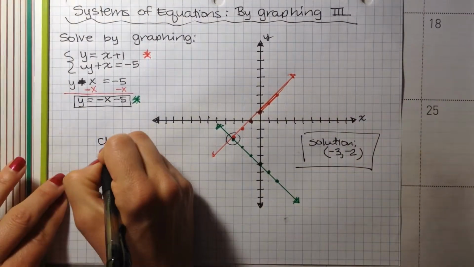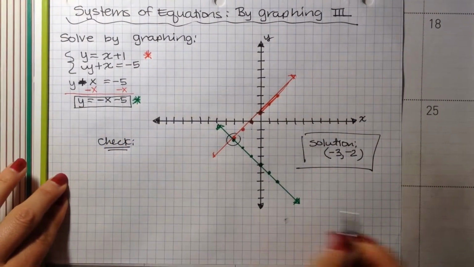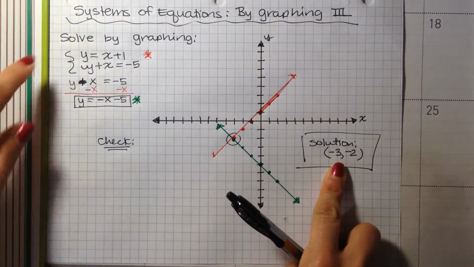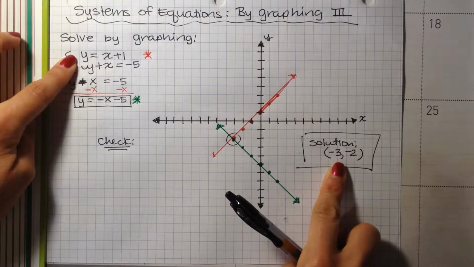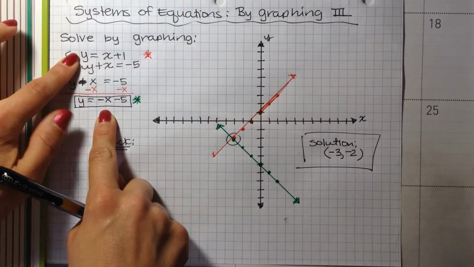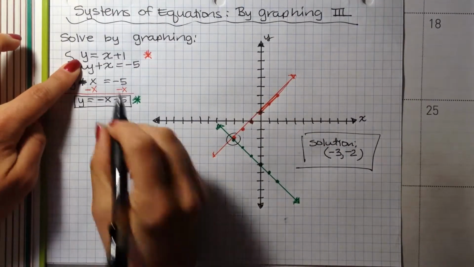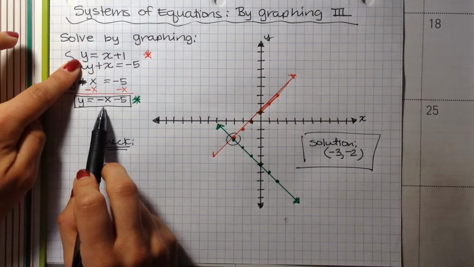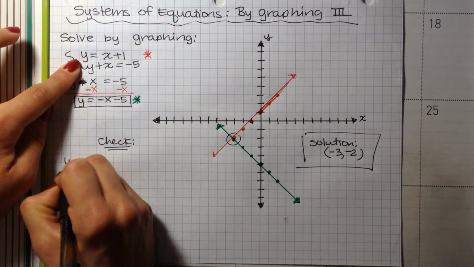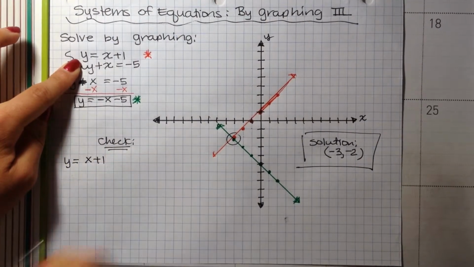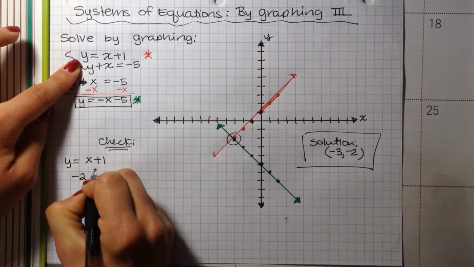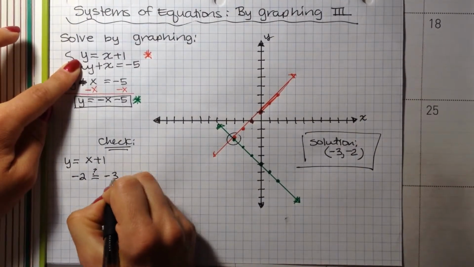So you check your work like we did in the first example. We take the solution and substitute it into both equations. Now, you can use the original two, or I can use the ones that are solved for y. I'm going to use y = x + 1 and y = -x - 5. I think it's just easier. So y equals x plus 1. Let's check. Replace y with -2. Is -2 equal to -3 plus 1?